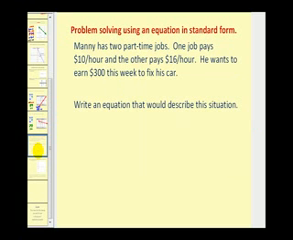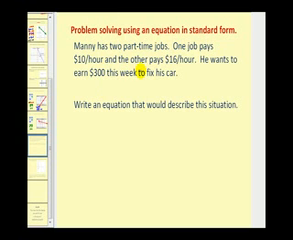Let's go ahead and finish by taking a look at a word problem that involves a linear equation in standard form. Manny has 2 part-time jobs. One job pays $10 per hour, and the other pays $16 per hour. He wants to earn $300 this week to fix his car. Write an equation that would describe this situation.